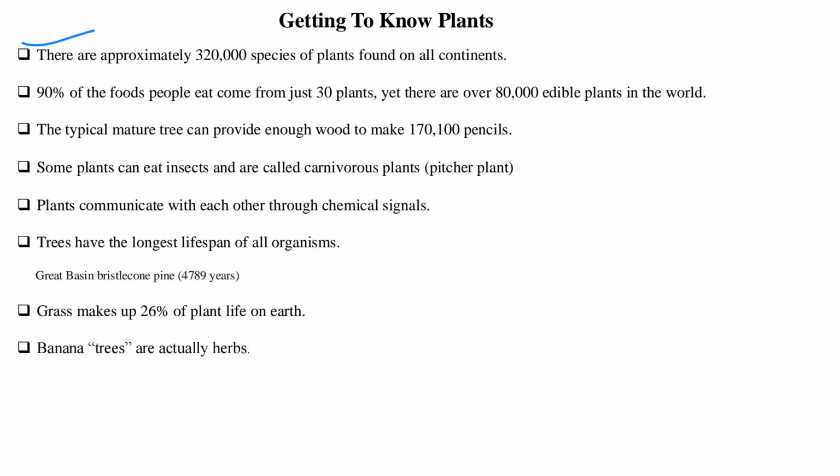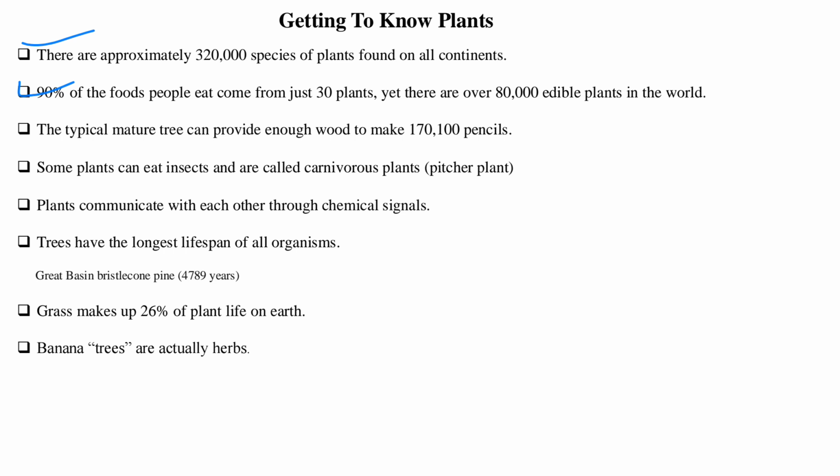Then the second important fact about plants is that 90% of the food people eat comes from just 30 plants. Yet there are over 80,000 edible plants in the world. It means that we have 80,000 plants in the world which are eatable, which are edible. But still, out of these 80,000, only 30 plants make up 90% of our food. That is, 90% of our food comes from just 30 plants only, and all the other edible plants make only 10% of our food.